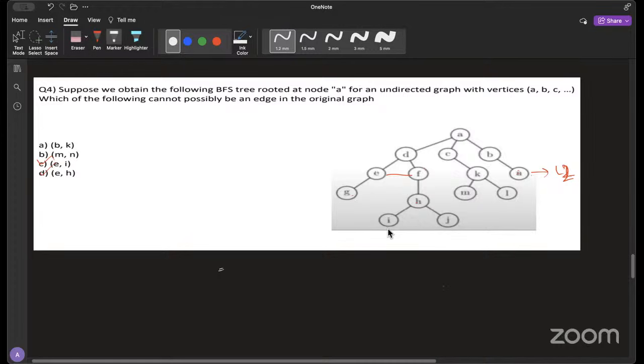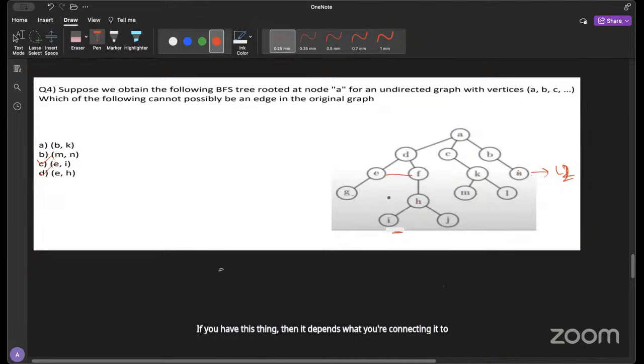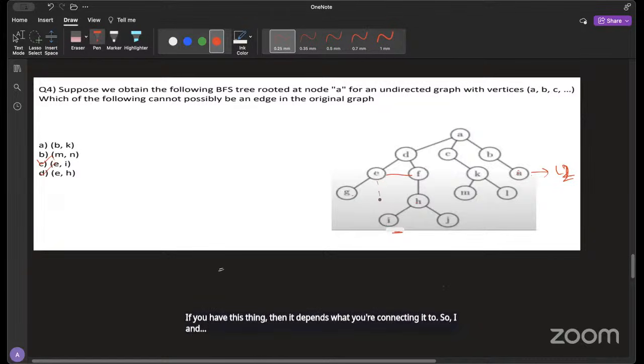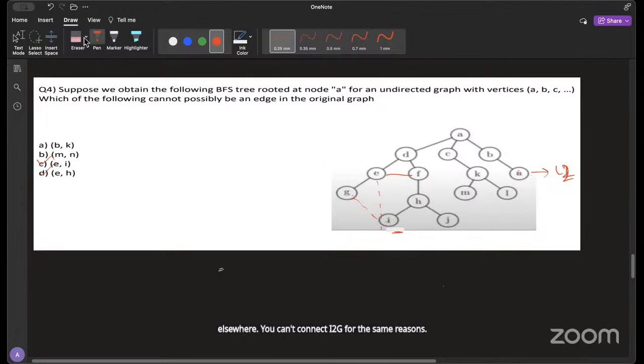Because these are the lowest ones, it depends. If you have this thing, then it depends what you're connecting it to. Just now we saw I can't be connected to E, and I can't be connected to G as well. You can't connect I to G for the same reasons. Simply, if it skips two steps, then it can't be an edge.